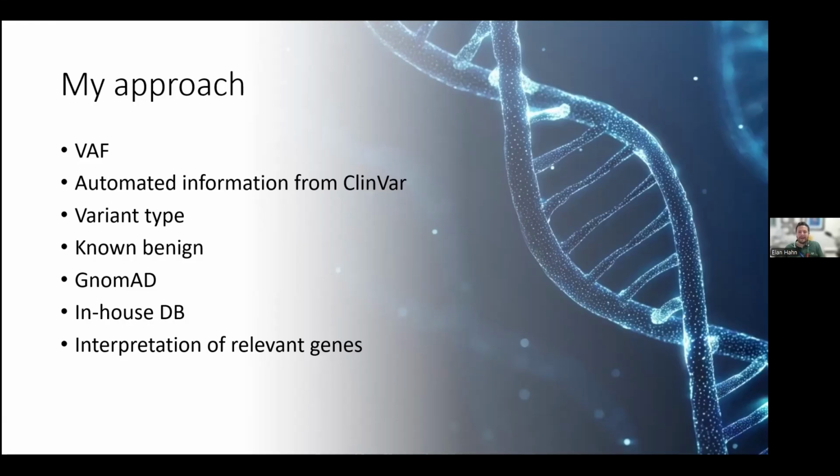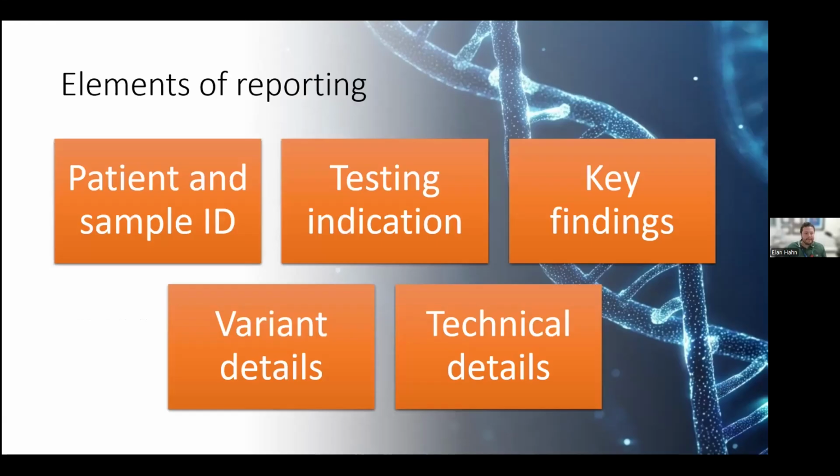So then any known, unequivocally benign variants, I will also filter out. Then I'll filter out by gnomAD minor allele frequency and our in-house frequency, setting different cutoffs. And then I go on to interpret the relevant genes. And then to briefly touch on reporting.